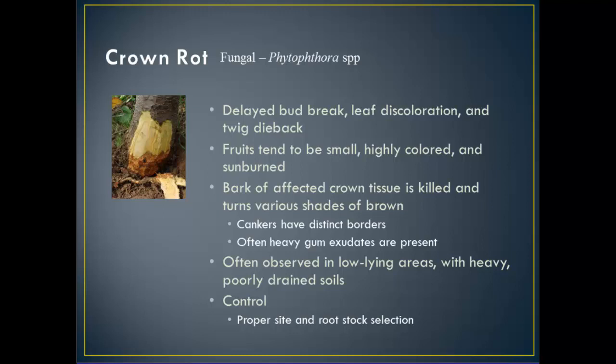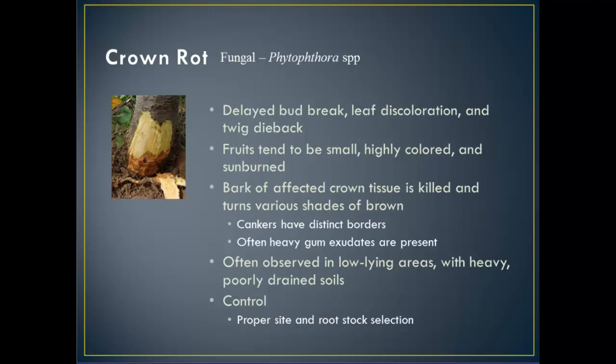This is what you don't want to see. This is already an infected tree. There's nothing that can be done once the tree is infected. So usually treatments for crown rot, if you were to use Agrifos, are done ahead of time to act as a preventative.